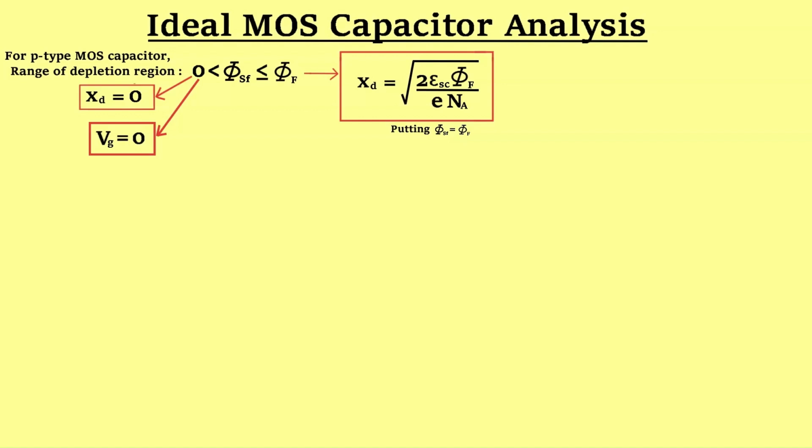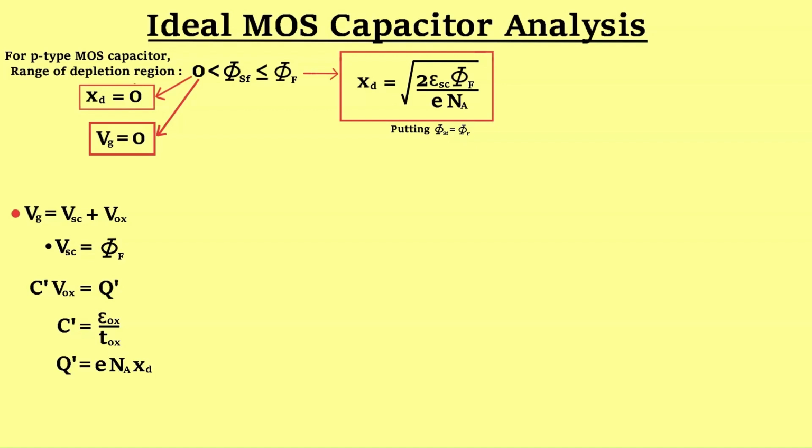We can also find applied external gate voltage at the upper range of the depletion region. We know gate voltage is equal to oxide voltage plus semiconductor voltage. The voltage difference within the semiconductor is Fermi potential, and to find the voltage drop across the oxide, we have the formula capacitance per unit area multiplied by voltage equal to charge per unit area. Capacitance per unit area is equal to permittivity of the oxide divided by width of the oxide, and charge per unit area is equal to magnitude of charge on an electron multiplied by doping concentration multiplied by depletion width. We got this formula by assuming that all the dopant atoms within the depletion region are ionized.